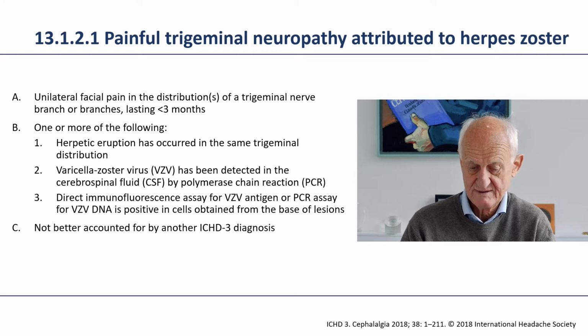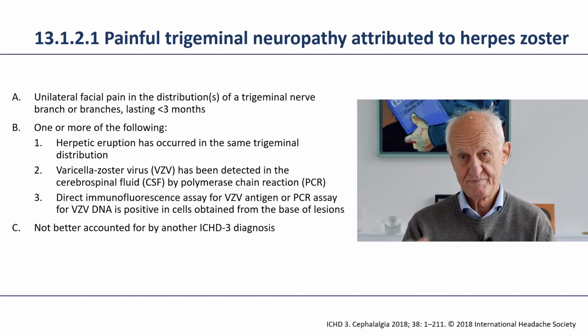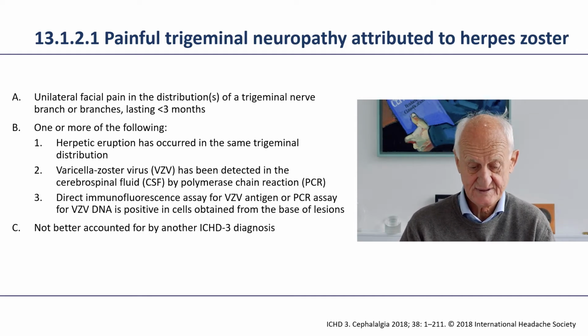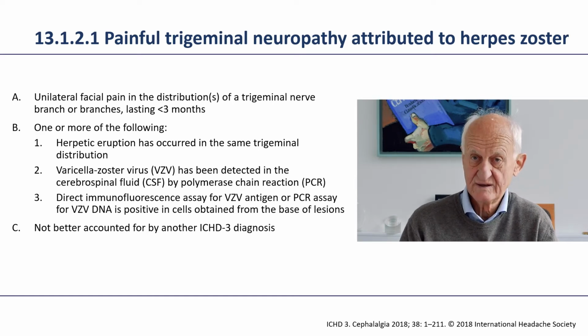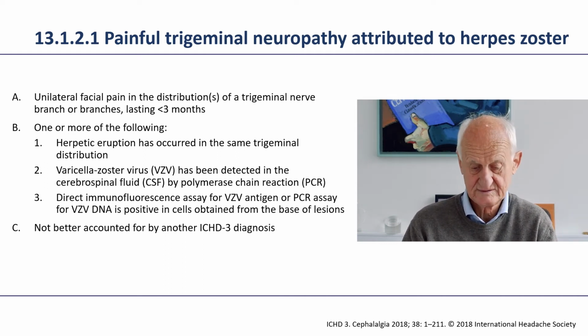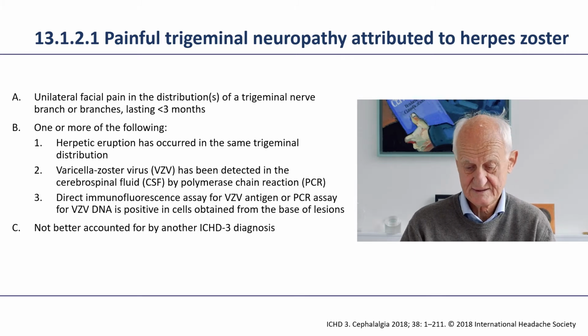Painful trigeminal neuropathy attributed to herpes zoster, and we have criterion showing that there is a herpes infection, has been a herpes infection, but also we have another kind of pain. The pain is more nagging, boring, constant in quality, and it has to be present for at least some time.